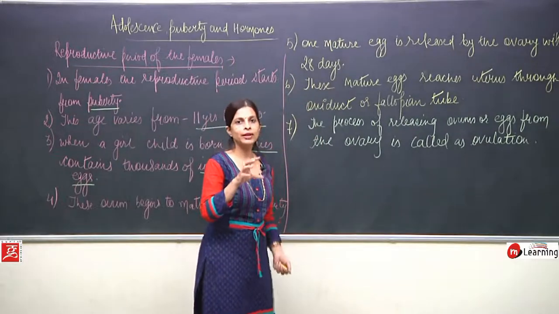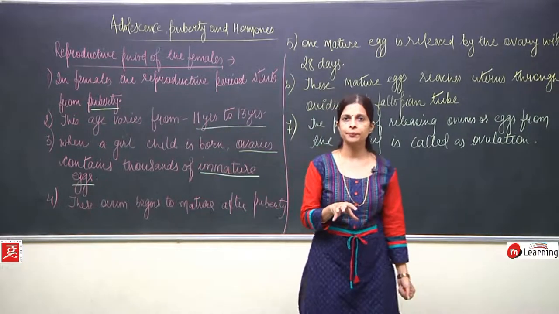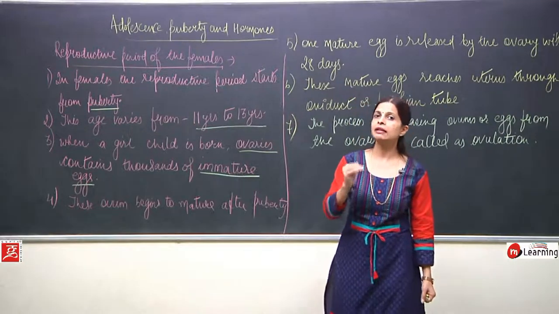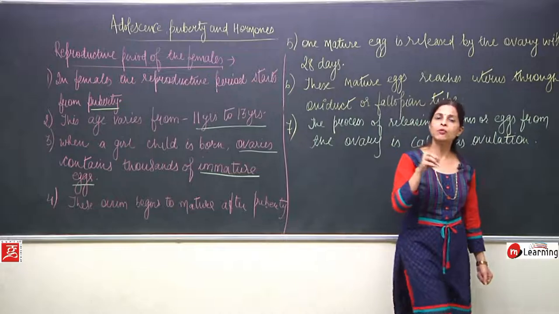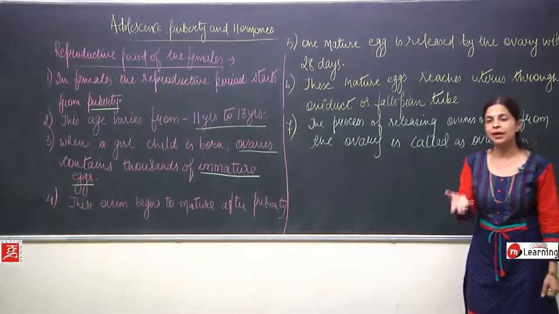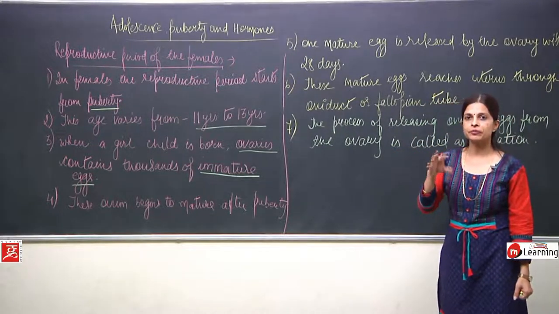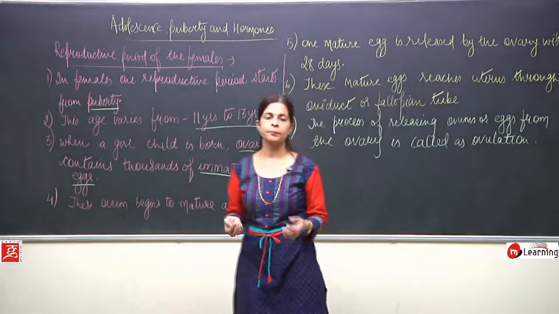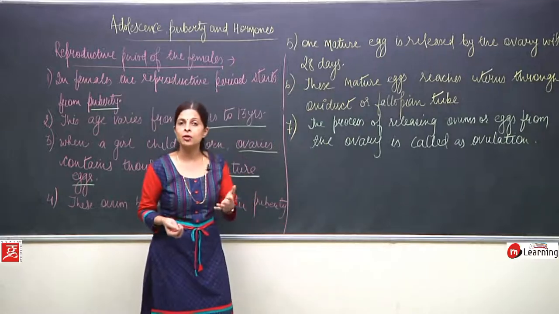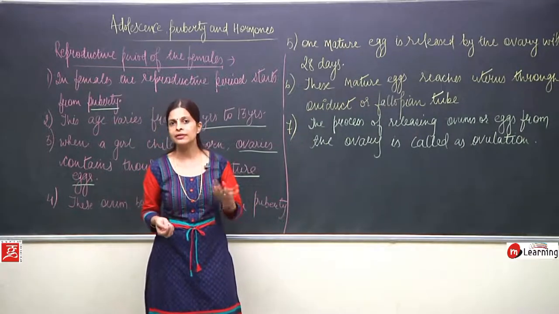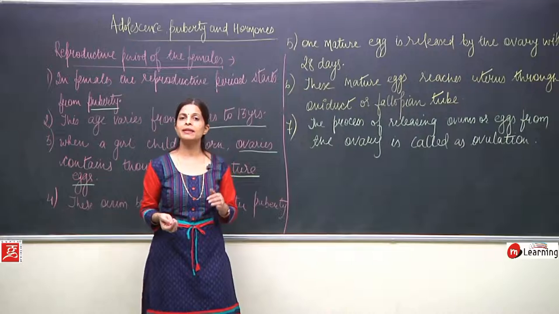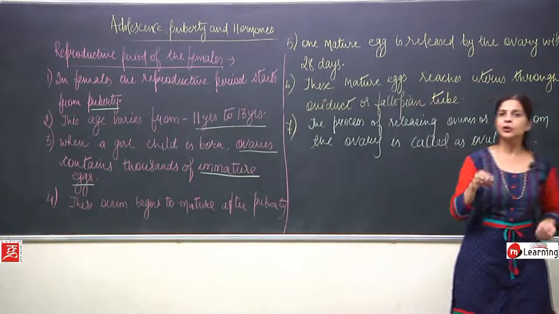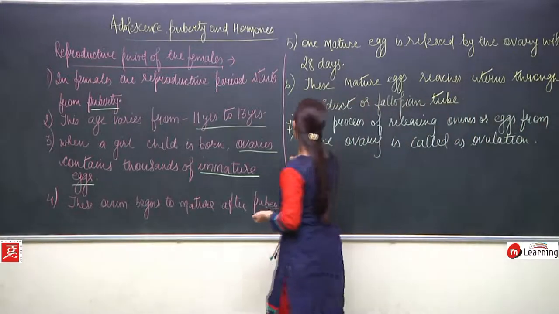In the ovaries, eggs are already there from the childhood, and these are immature. After the girl attains puberty, these eggs will become mature and the ovaries will release the mature egg. When these mature eggs are released, this process is known as ovulation. Who is releasing? Ovaries. So this is known as ovulation.